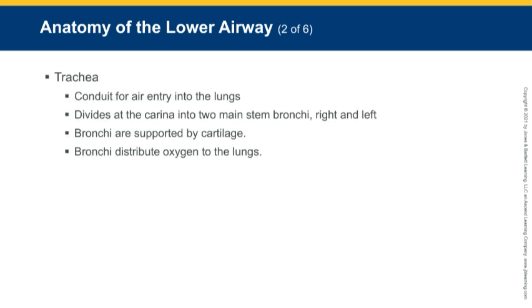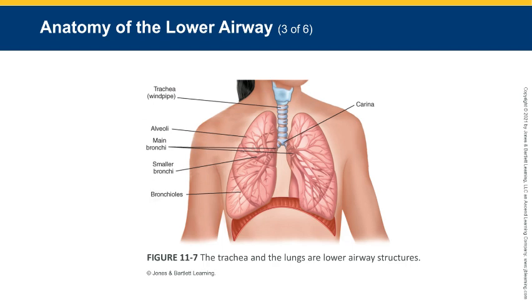The trachea, commonly known as the windpipe, serves as a conduit for air entry into the lungs. It divides at the carina into the right and left mainstem bronchi, which further branch into smaller bronchi and bronchioles. The trachea and bronchi are supported by cartilage to prevent collapse, while the bronchi distribute oxygen to the lungs. These airways allow for smooth airflow during breathing and ensure that air reaches all areas of the lungs.